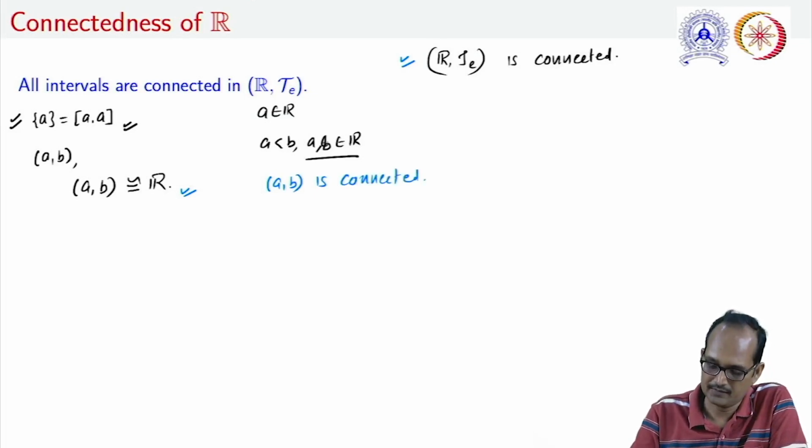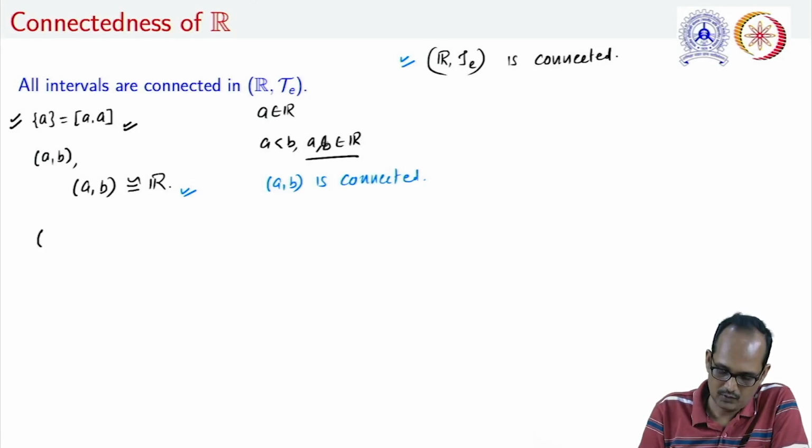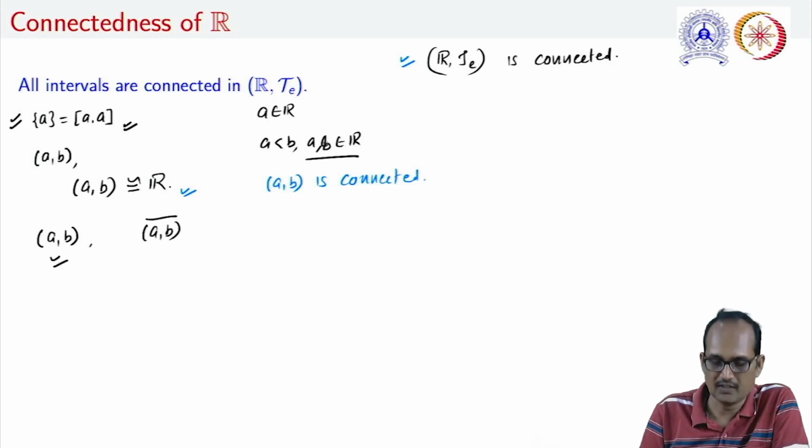Moving ahead, also we know that if a set is connected, its closure is also connected. So, as this open interval (a, b) is connected, the closure of this set is the closed interval [a, b]. So, we can conclude that this closed interval [a, b] is also connected.